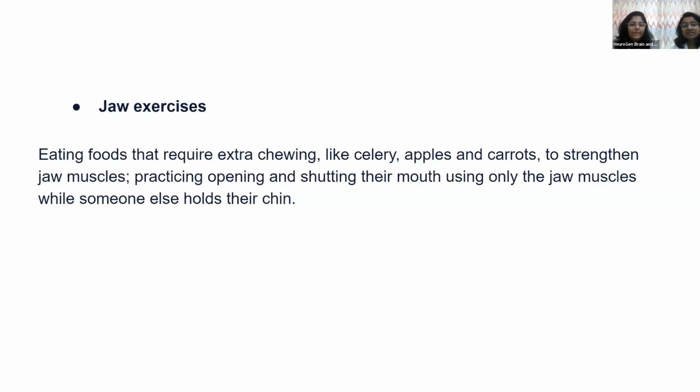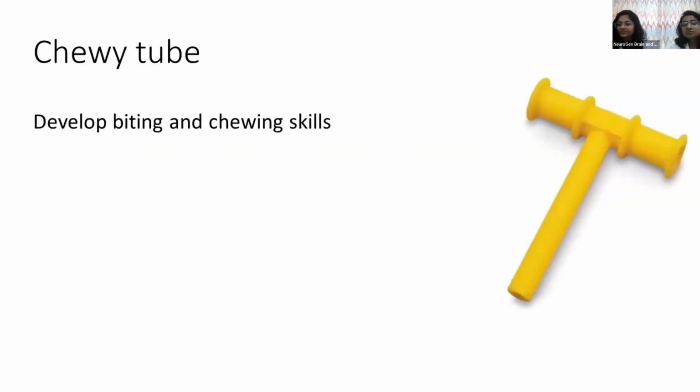So for this, one thing that can be done is we could ask them to open and close the jaw, like this, as well as move the jaw from right to left. This can be done. Along with it, we would also suggest them to go for chewy tubes. So the chewy tube is not just going to help them with the jaw movement, but also with biting and chewing.